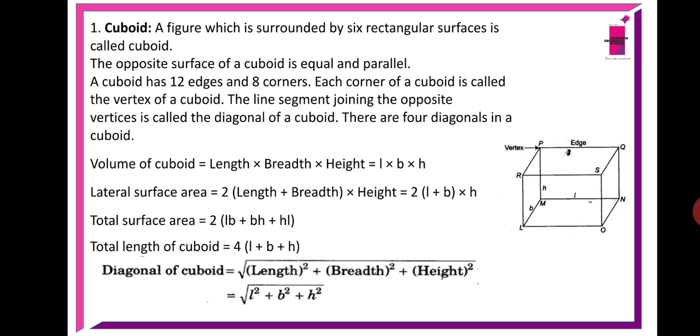The total length of the edges of a cuboid will be 4 times the sum of length, breadth and height. We have a total of 12 edges: 4 lengths, 4 breadths, 4 heights. So the total length of a cuboid will be 4 into (L plus B plus H). The diagonal of a cuboid can be calculated as the square root of length square plus breadth square plus height square, simply under root of L square plus B square plus H square.